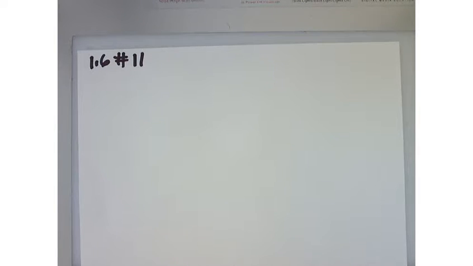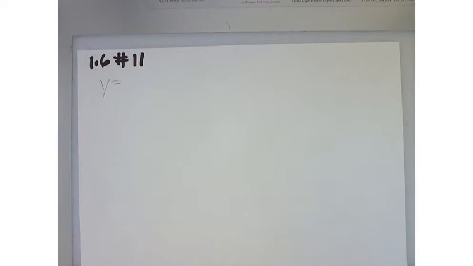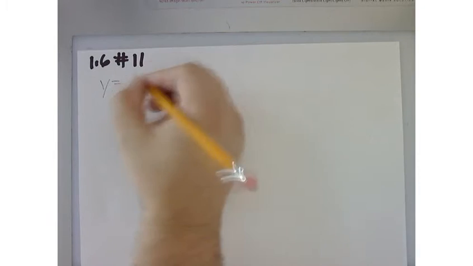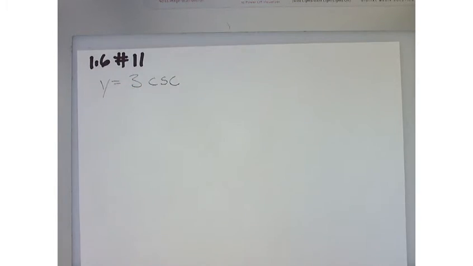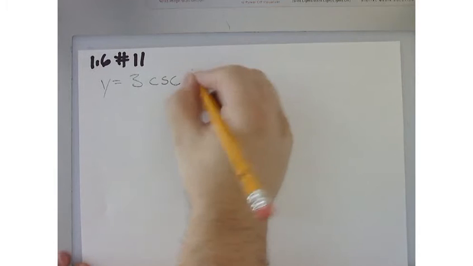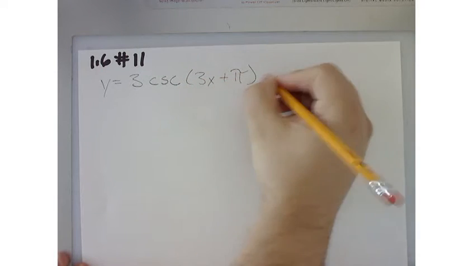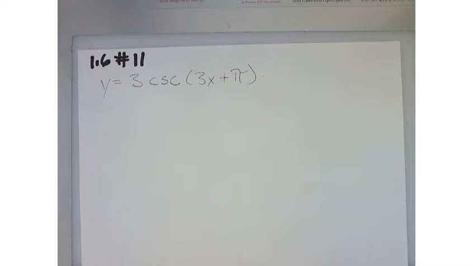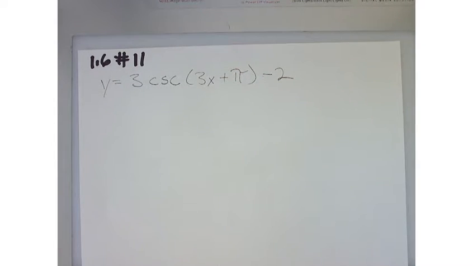So they've given us y is equal to 3 cosecant of 3x plus pi. Is it minus 2 or plus 2? Minus 2. And they ask us a bunch of questions, right?